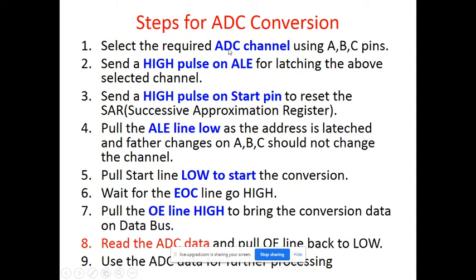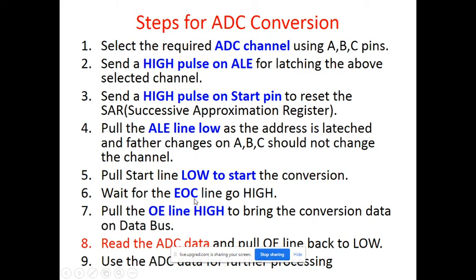Agree with this? Channel selection, ALE. Just remember this properly because we are writing the code in the same way. First, channel selection: you put the proper number on ABC. Then you activate ALE. Initially it is low, now you activate a rising edge, means a low to high pulse. Then you give a low to high pulse to the start pin. Then deactivate ALE, means it is a single pulse. It does not remain continuously high, it becomes low again. Then start also becomes low.